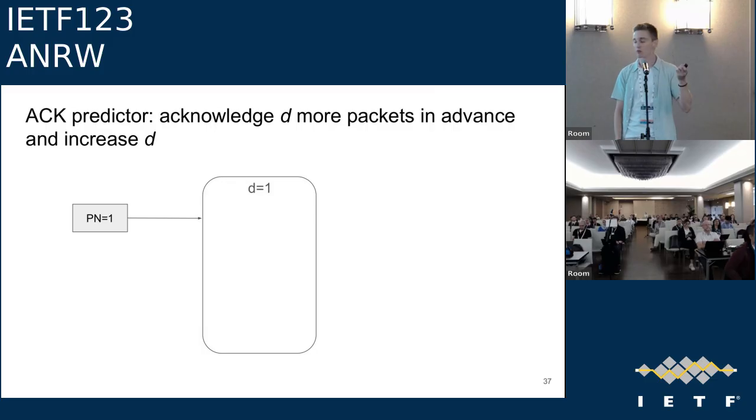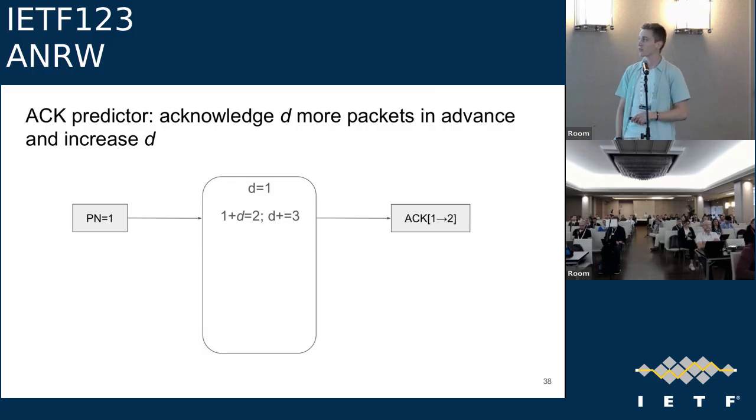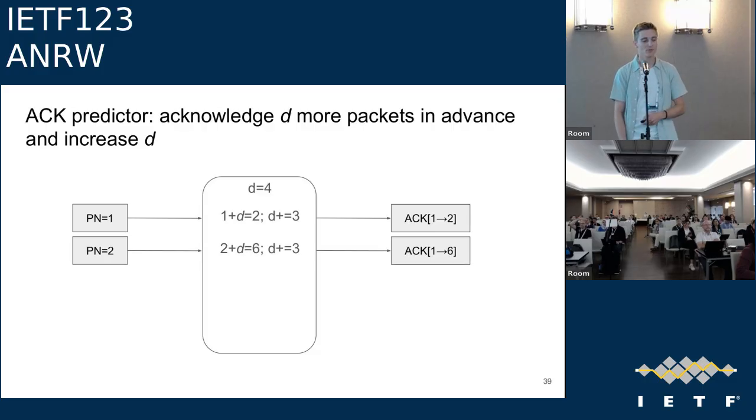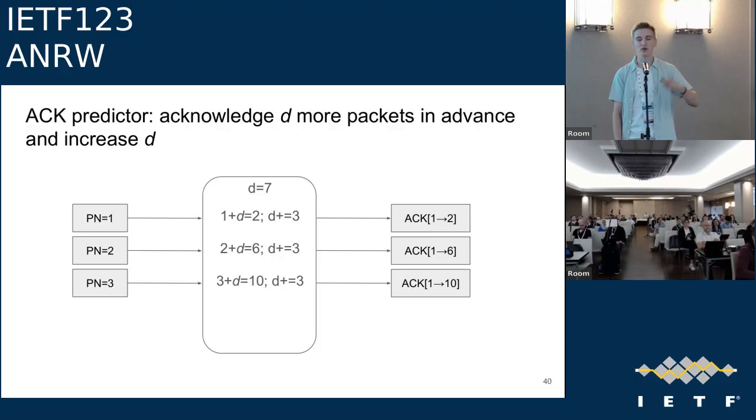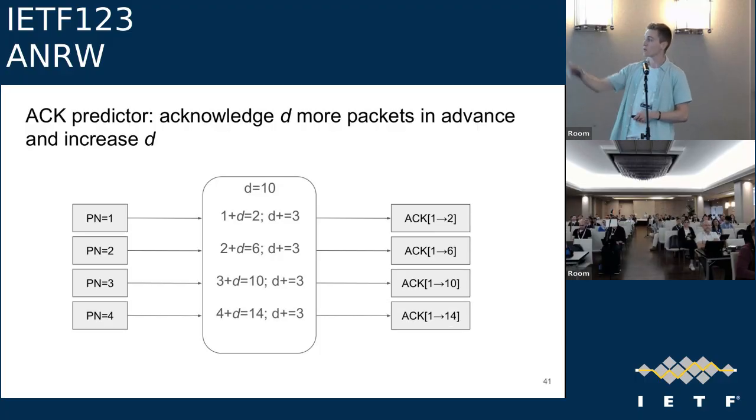So for example, here, when we receive packet number 1, we will say, okay, we acknowledge packet number 1 plus D, so we will acknowledge directly 1 and 2, and we increase the value of D by 3. It's just an example. When we receive packet number 2, we acknowledge 2 plus D, so we acknowledge 2 until 6, and we increase further by 3 the value of D. And we repeat this process, and so when we receive packet number 4, at the end, we have already acknowledged packets until 14.